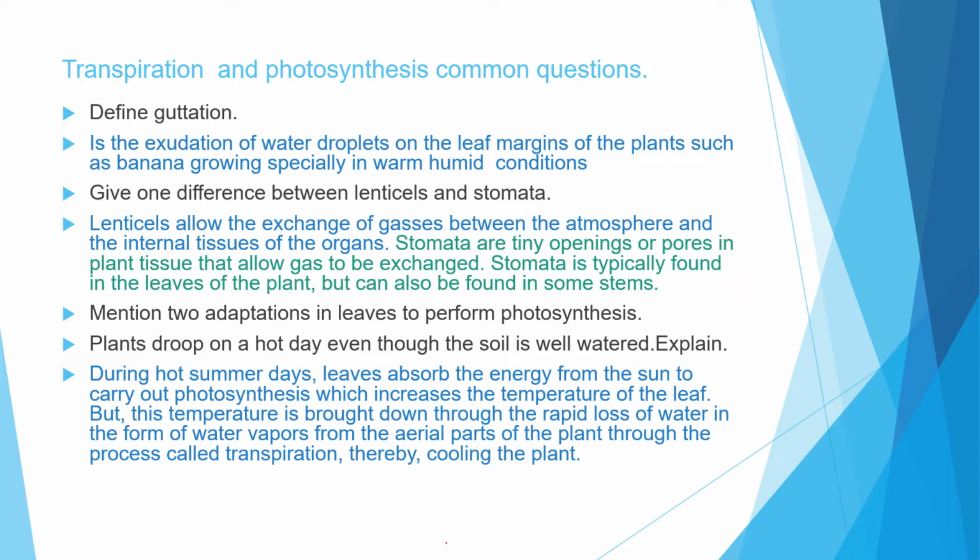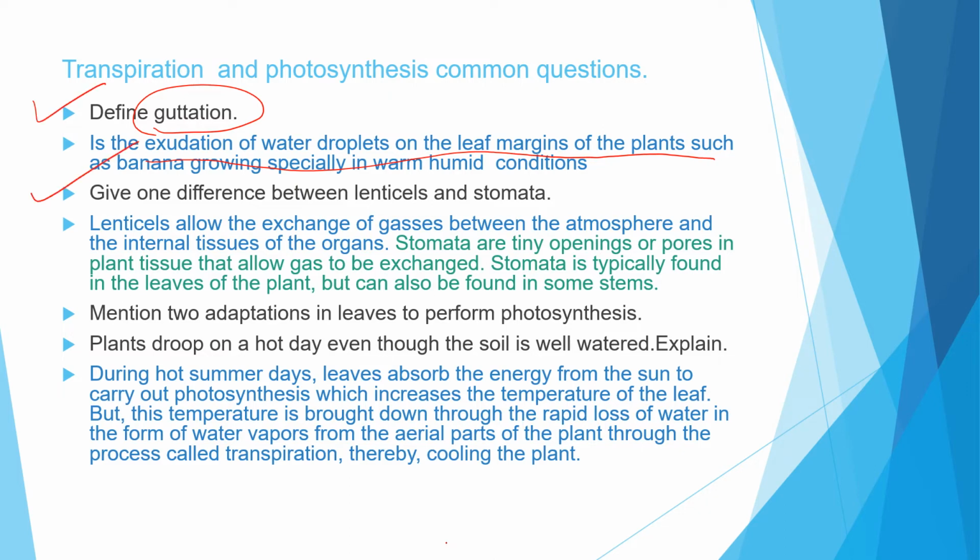So on the leaf margins we have seen some water droplets on plants such as the banana leaf, growing especially in warm and humid climates. So this exudation of water droplets on the leaf surface of plants like banana in warm and humid climates is called guttation. Now the next one is give one difference.